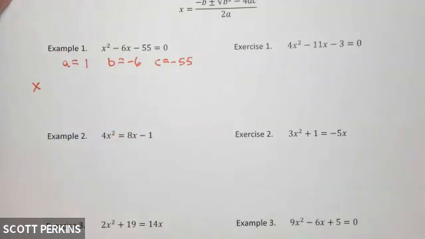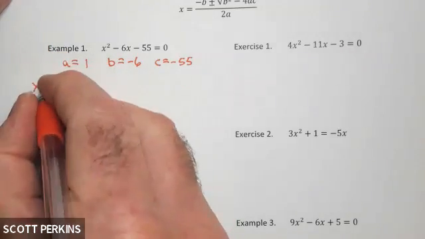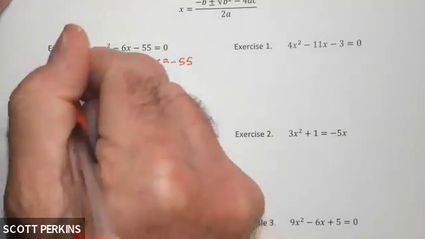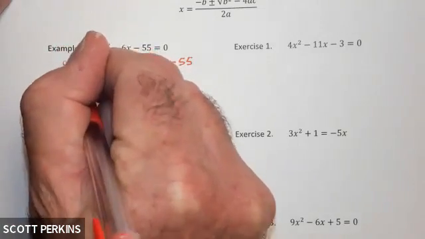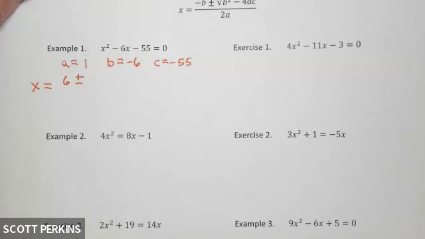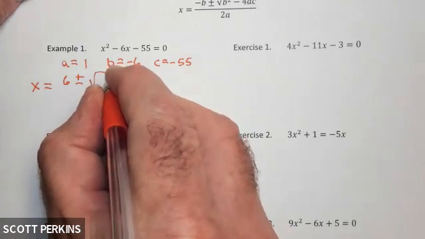My solutions, my values, my x's are going to follow this format right here. Negative b. Well, if I have a negative 6, what does that turn out to be? Positive 6 plus and minus. There's two solutions. There's what I get when I add these numbers and what I get when I subtract. I've got a square root.